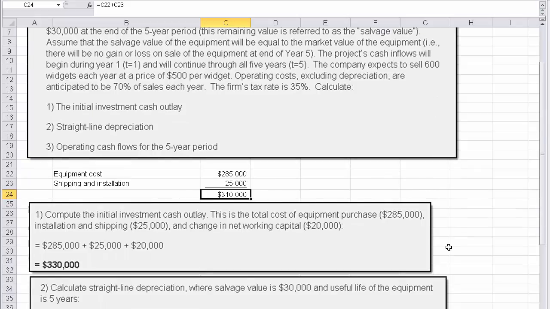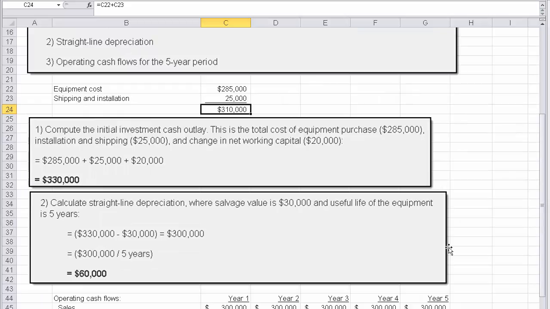Okay, then they say calculate the depreciation, and let me slide down. And the depreciation is pretty straightforward. Now they're going to use the $330,000 cost minus $30,000. I see this example as the cost being $310,000. I would not include $20,000 in net working capital for supplies in the cost of the equipment. And there was nothing else in this that led us to believe that the cost was $330,000.